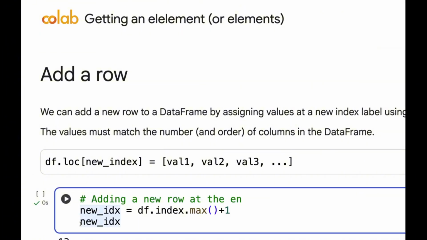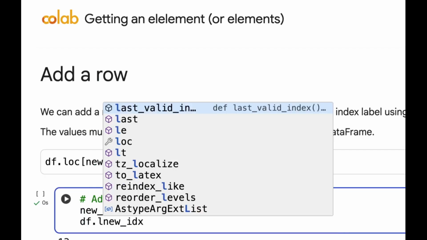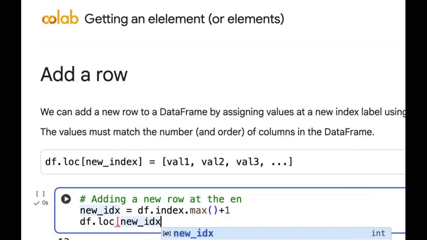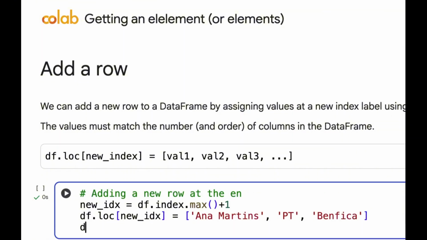Okay. Now I can do df.loc, which is for manipulating rows. New index. I mean, this will give you an error if you stop here because there's no row of index 13. But if I do assignment, that is okay, right? So let me assign 3 values. Let's say Anna Martins. Nationality is PT. And the third column value is, let's say, Benfica as the team name. Okay. Now we can look at df.